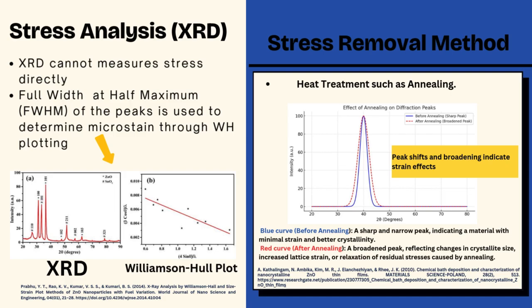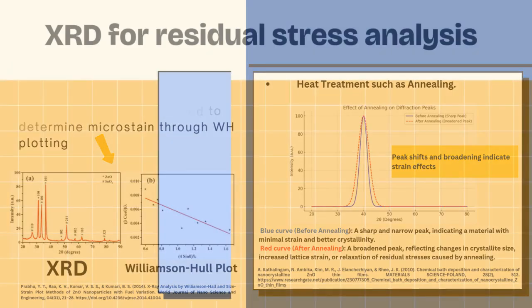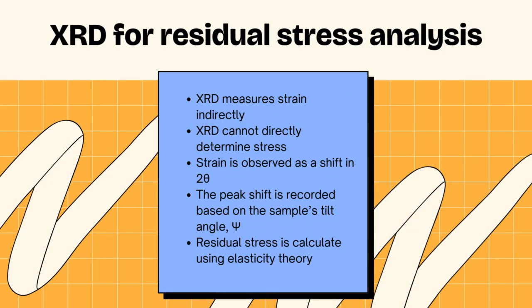Next, for the stress removal method, heat treatment such as annealing is used. From the heat treatment graph, peak shifts and broadening indicate strain effects. XRD measures strain in lattice planes through shifts in the diffraction peak, as stress cannot be determined directly.